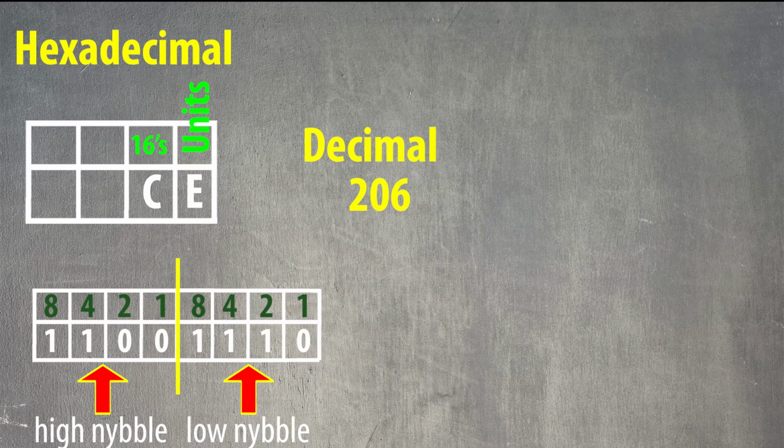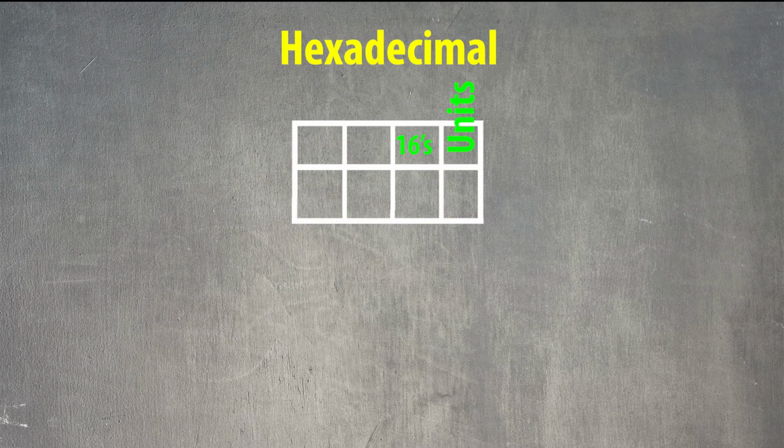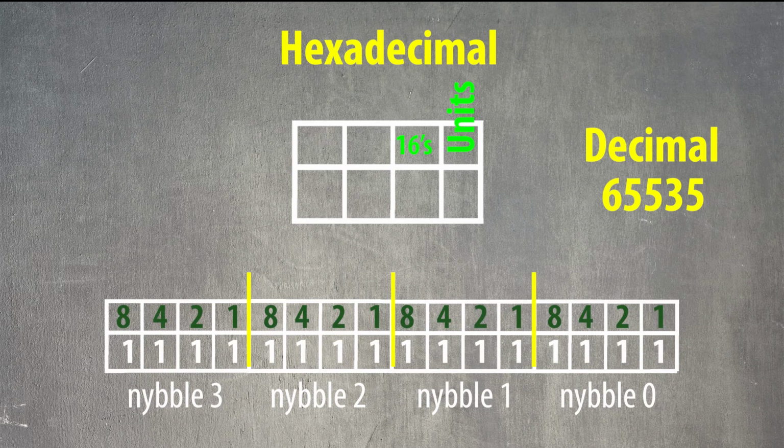So, quick test. If 65,535 is the maximum value of the address bus in decimal, what is this in hex? Pause now if you want to have a go. Well, the max value of the address bus, 65,535, is when the 16-bit binary number is all ones. Split this into the 4 nibbles we have, and each is 1, 1, 1, 1. We know that this is 15, or F in hex. So 65,535 must be F, F, F, F in hex.